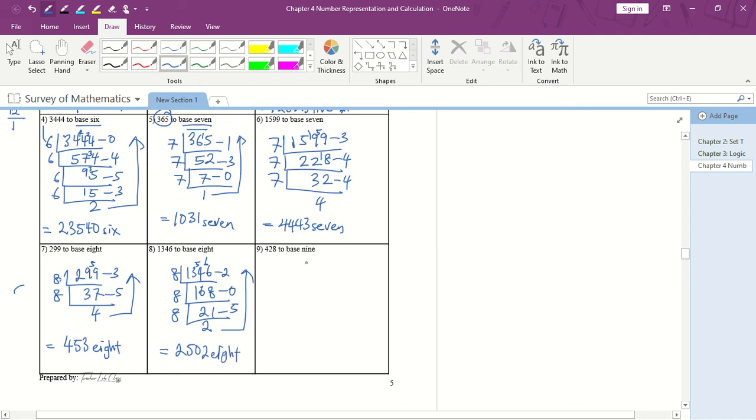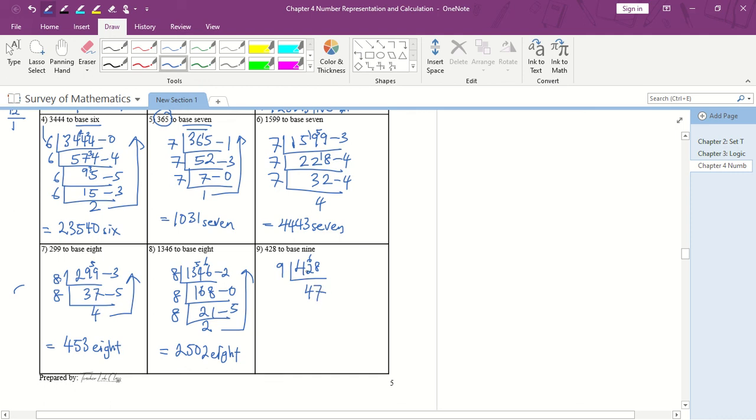And we come to the last question in this video. 428. Now we need to convert to base 9. Okay, so we divide by 9. So basically, the concept is repeating here. So 9 times 4 is 36, and here will be 6. So 68, then will be 7.